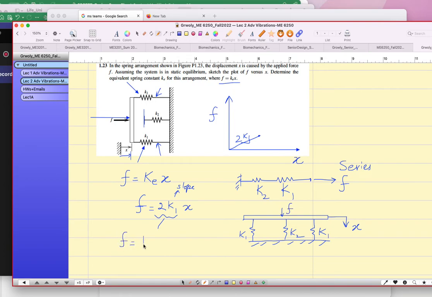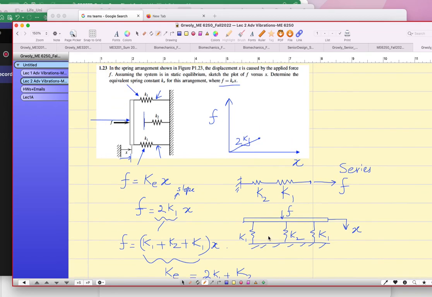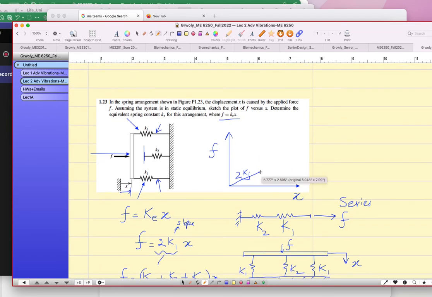F equals K1 plus K2. The spring stiffnesses are added up. Agreed? And then what will happen? This is my new K equivalent. So I can rewrite here 2K1 plus K2. 2K1 is the initial slope, but now the slope is a little bit higher because you are adding up another parameter here.